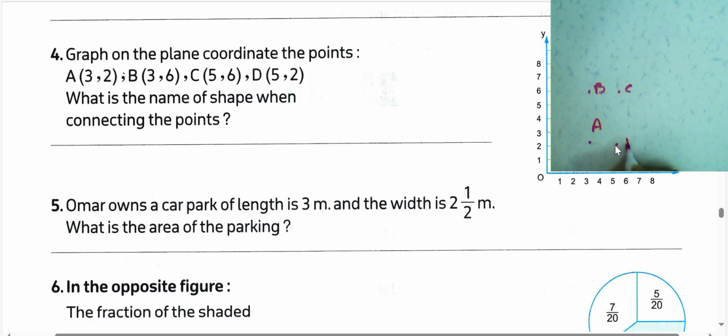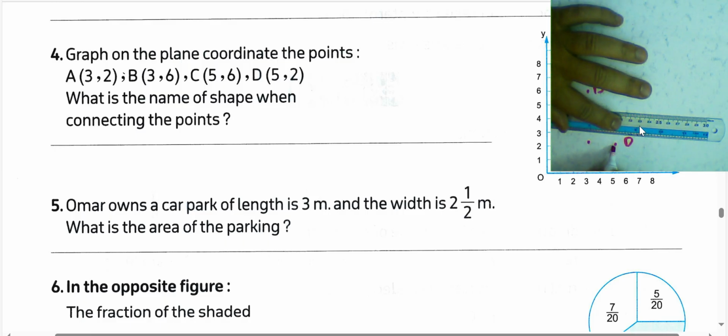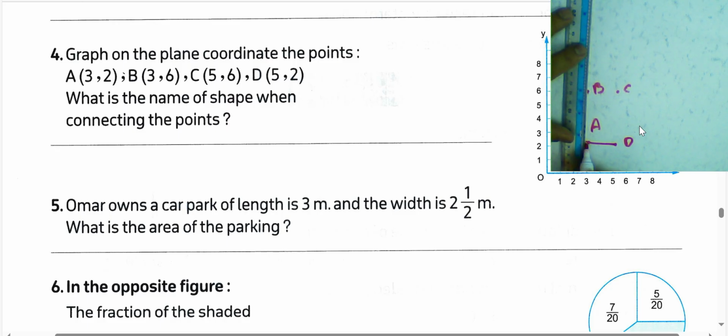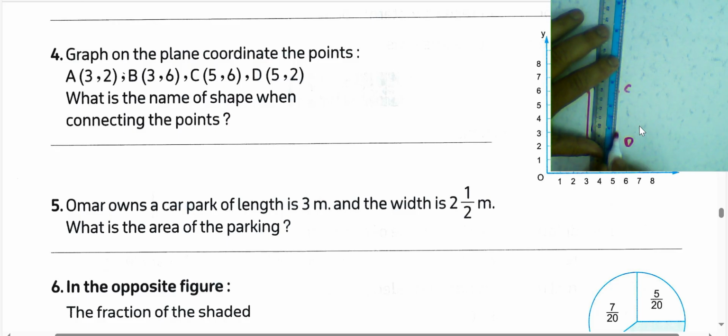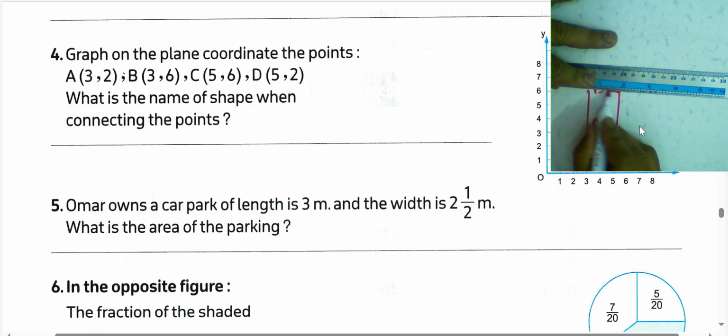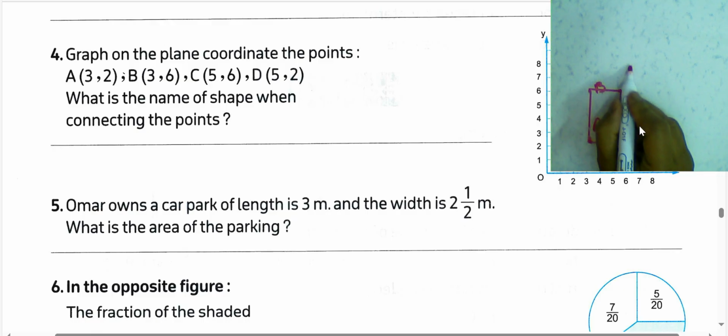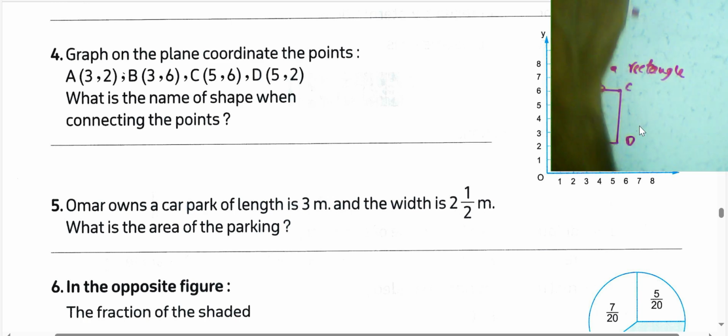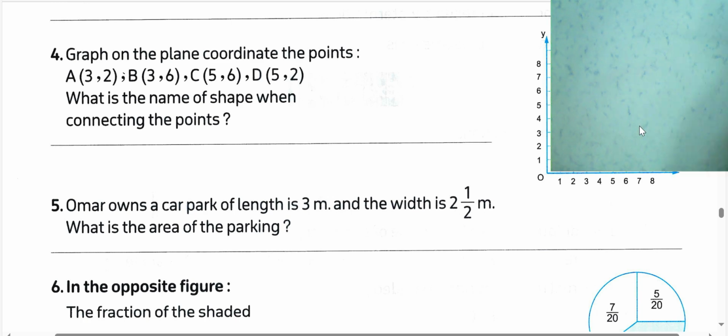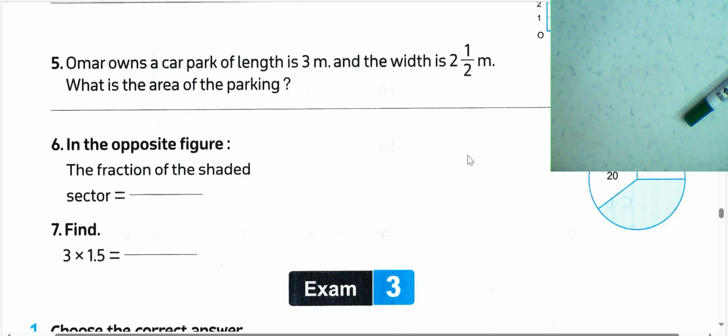Here. Then we have a rectangle. Join each point by the ruler and then draw like this. So we have a rectangle. We called it rectangle. Understood? So write here, what is the name of the shape? We called it rectangle. Next question number 5.